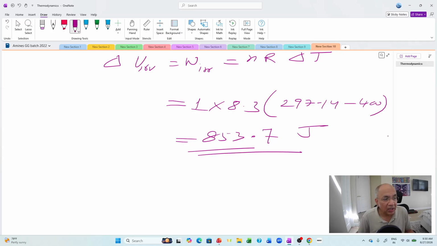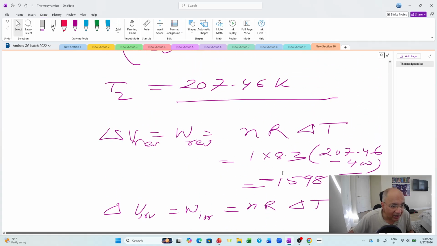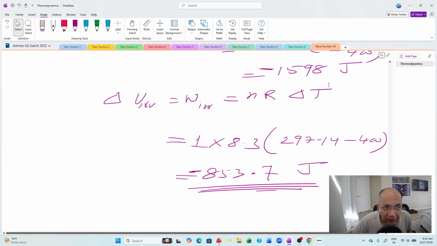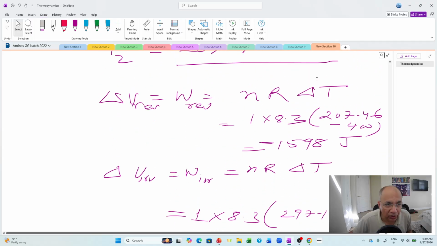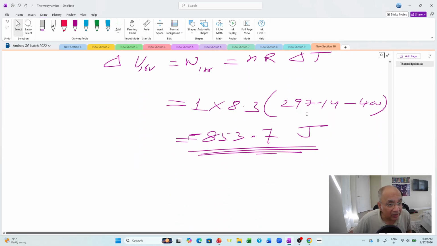So now see, the work done, or the change, has to be minus, a decrease. So it is much less, about half of the reversible work done. So therefore the temperature drop is more. So the final temperature is less: 207.46 in case of reversible expansion and 297.14 for irreversible expansion.